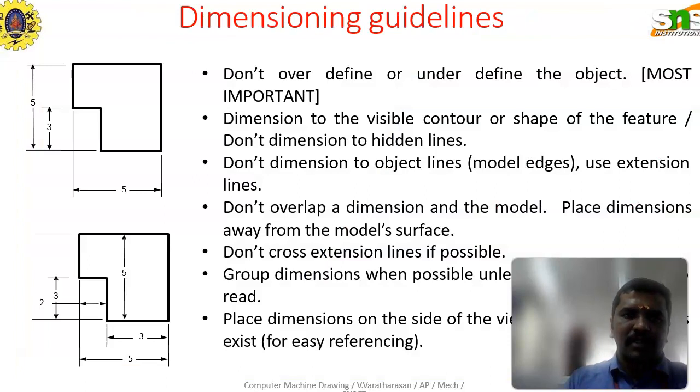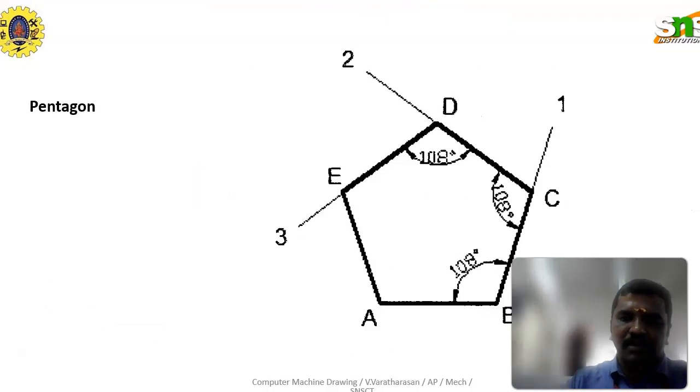Dimensioning guidelines are also clearly represented here. Don't over-define or under-define the object, which is most important. Dimension the visible contour shapes of the feature. Don't dimension the hidden lines, object lines and model edges. Don't overlap the dimensions and the model. Place dimensions away from the model surface. Don't cross the extension lines if possible. Group dimensions when possible, unless it becomes difficult to read. Place the dimension on the side of the view where adjacent views exist, for easy referencing.